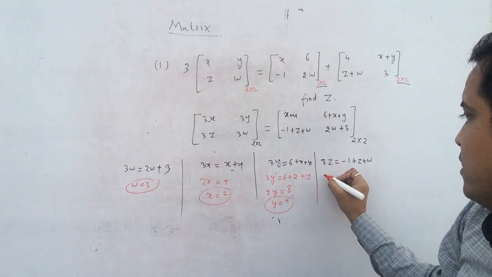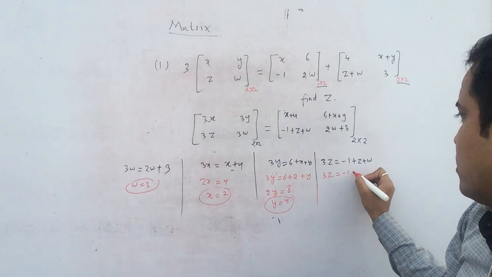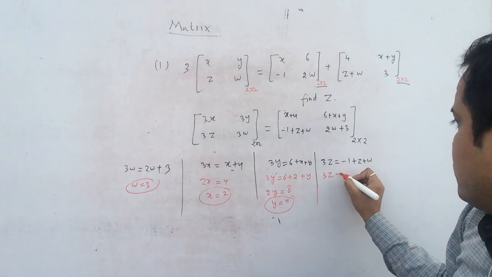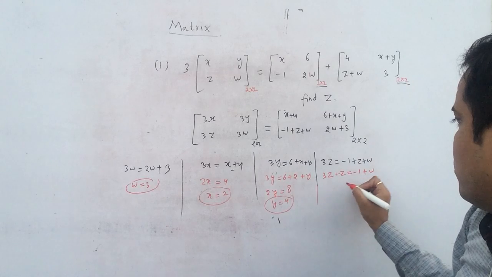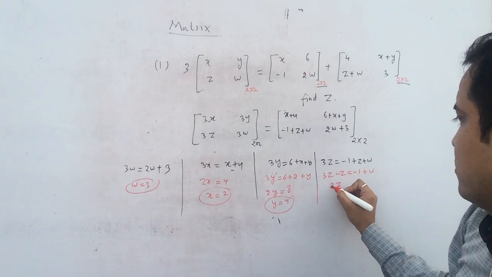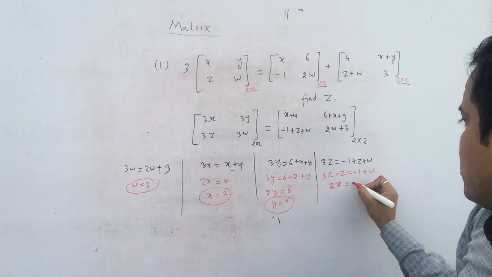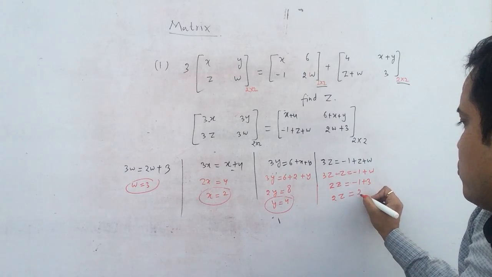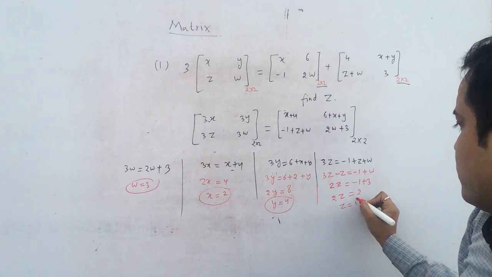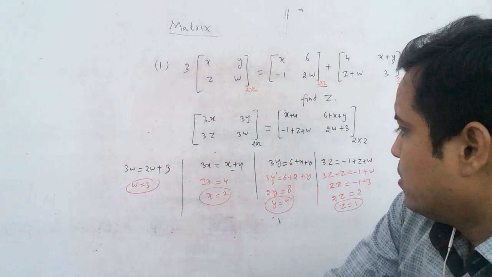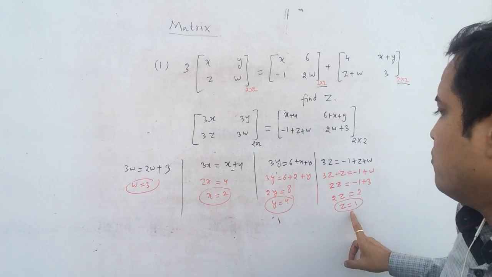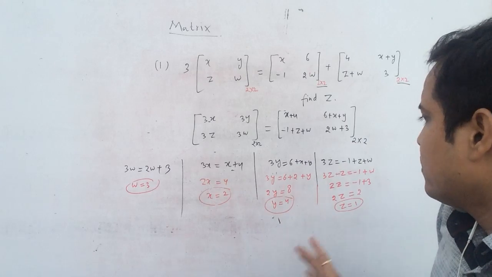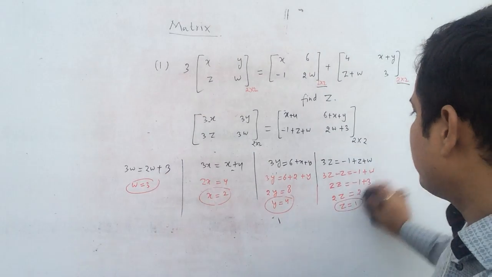You need to find the value of z here, so 3z equals minus 1 plus z plus w. Transposing z here, 3z minus z is 2z, equal to minus 1 plus w. What is the value of w here? 3. So 2z equals 3 minus 1, which is 2, so z would be 1. You only had to find the value of z, but you have also found the values of x and y. So this was the question.